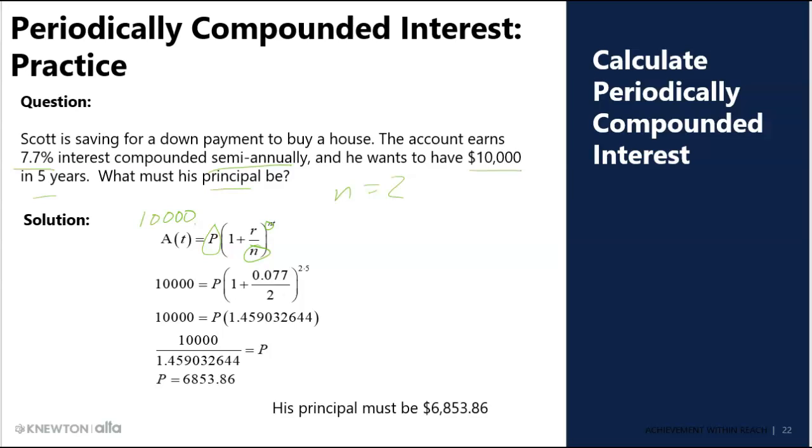Do not forget that. Sometimes students pick a favorite number and make that under the R all the time. Like it's always 12 or it's always 6. No, it's whatever goes up in this exponent goes here. And then you find what this number is. That multiplies P, so you divide both sides by that, and you can see if you invest $6,853.86, he'll have $10,000 in 5 years.